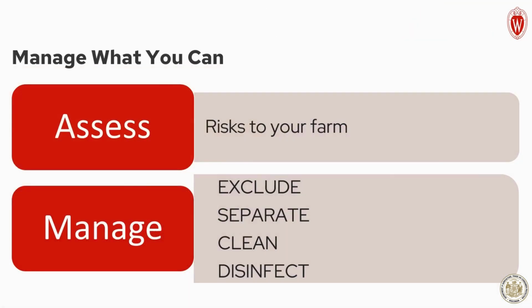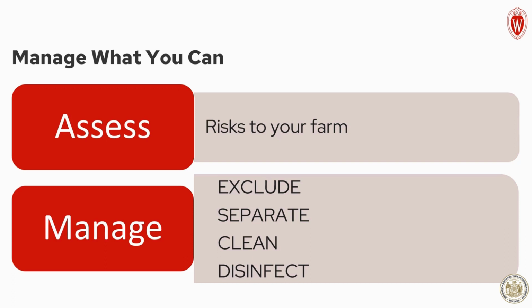No two farms are alike, so it is important to assess the biosecurity threats to your operation. Once the risks are identified, they can be managed by a four-step approach: excluding disease entry onto your farm, separating the potential for disease spread around the farm, cleaning by removing dirt and manure from pens and equipment, and disinfecting surfaces to reduce or eliminate infectious disease pathogens.